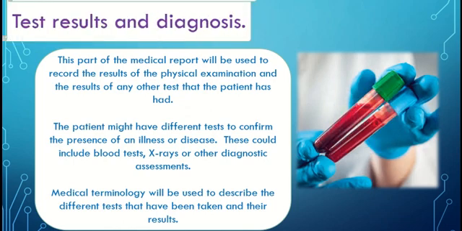Test results and diagnosis. This part of the medical report will be used to record the results of the physical examination and the results of any other tests that the patient has had. The patient might have different tests to confirm the presence of an illness or disease. This could include blood tests and X-rays or other diagnostic assessments. Medical terminology will be used to describe the different tests that have been taken and their results.